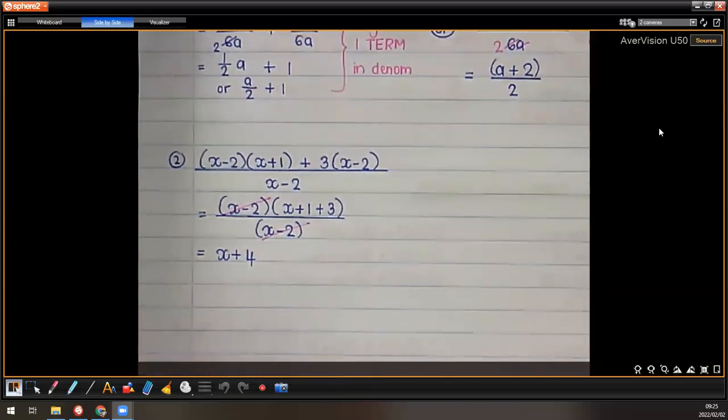All right. You won't leave an answer as 3 over 1. You will write it as 3. That's correct? Same thing here. Okay. You need to just leave out that over 1.